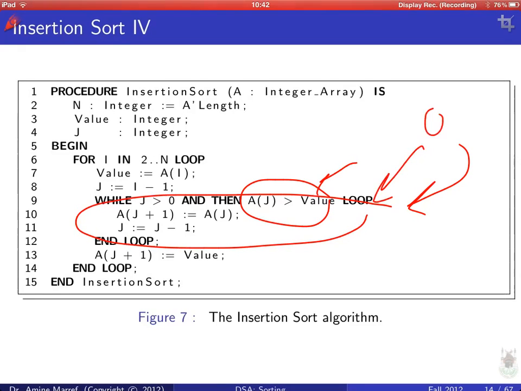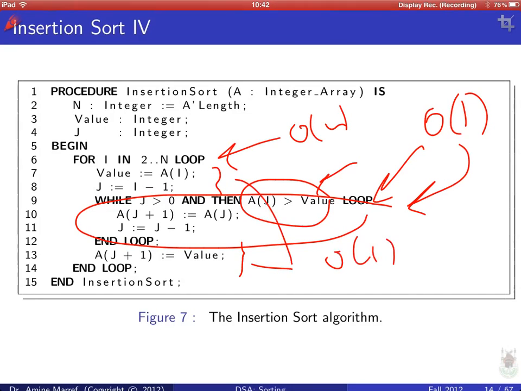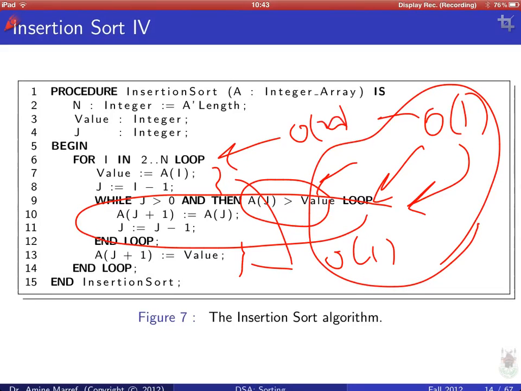In other words, it's going to be big O of 1. And this is big O of n, and all that stuff here is big O of 1. So it's a bunch of big O of 1s inside the big O of n, and hence the complexity is going to be big O of n.